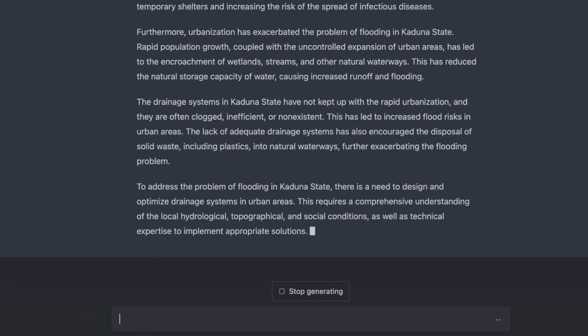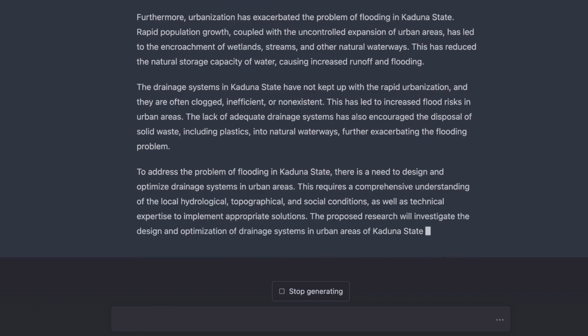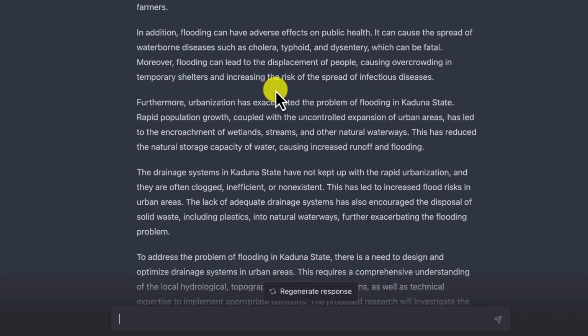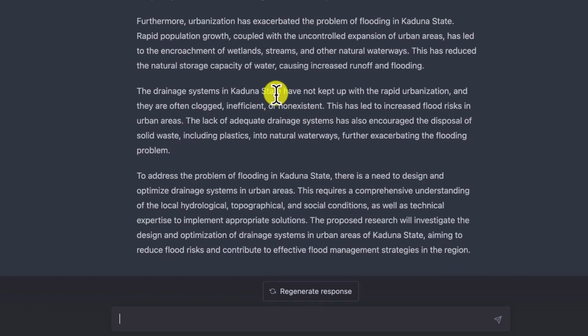See, it has given us, furthermore, flooding has adverse effects on public health. Furthermore, urbanization has exacerbated the problem of flooding. Usually, the cause is urbanization. The cities are developing, more water runoff is being generated, and more paved areas are being constructed within the cities, and then that contributes a lot to the flood generation. So you can see it has given us quite a lot. If you are not certain, if you need more, you can still ask it to write more. If you want to be very specific, you can ask it to write more.